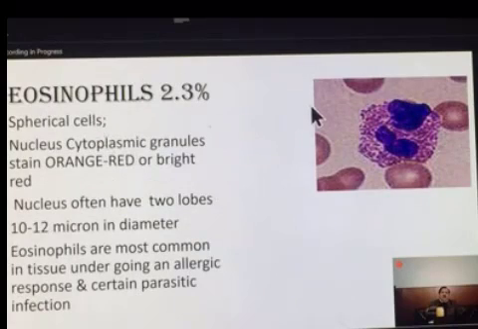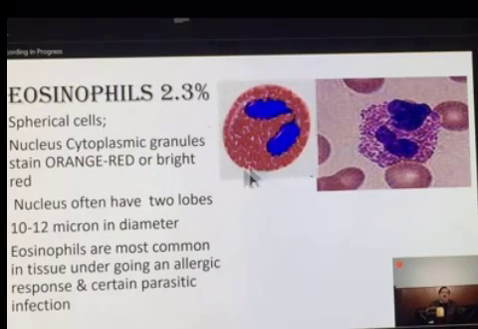The other granulocyte is the eosinophil, and its percentage is 2 to 3. They are spherical in shape. You can see that they are spherical. The cytoplasmic granules stain orange, red, or bright red. The nucleus often has two lobes. The diameter is 10 to 12 microns. Eosinophils are most common in tissue undergoing an allergic response and in certain parasitic infections.